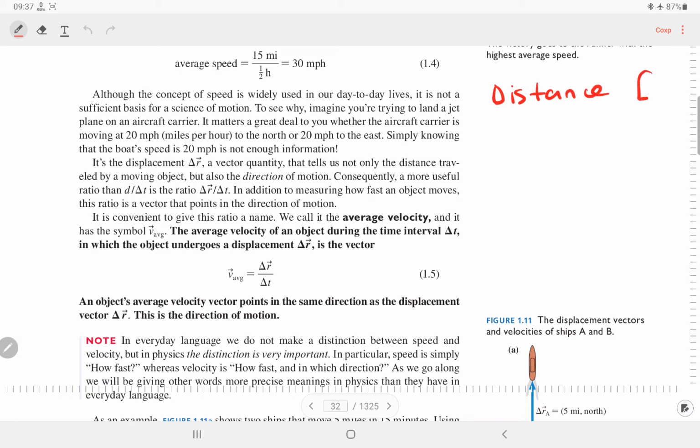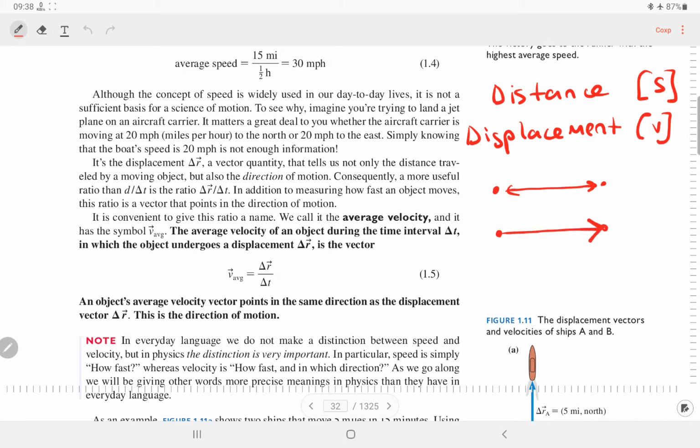Distance is a scalar quantity. Let me write it shortly like this. Displacement is a vector quantity. It has direction. You should show it. So this is the distance, for example, 10 meters. Displacement is this one. It has only one direction. This is a displacement.